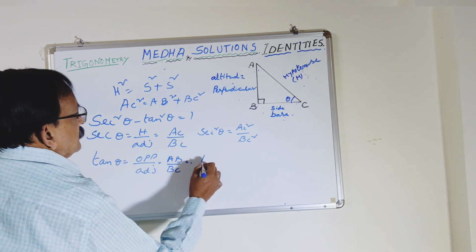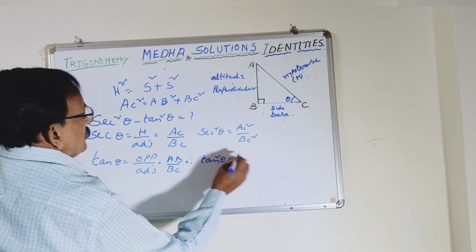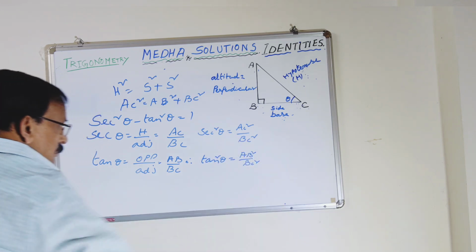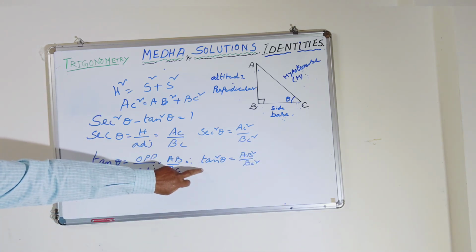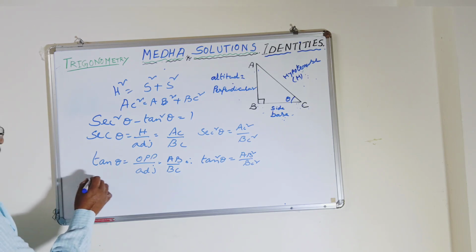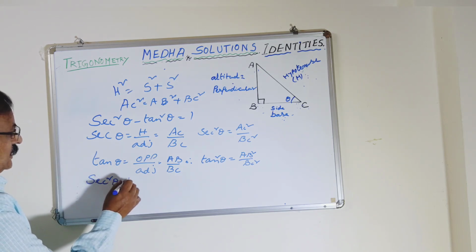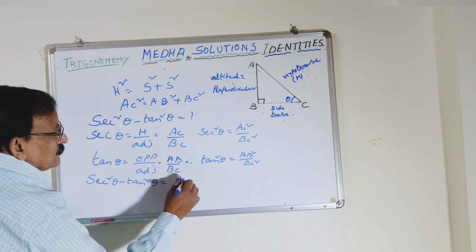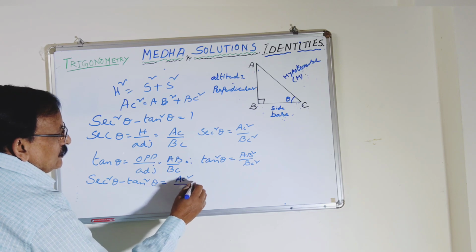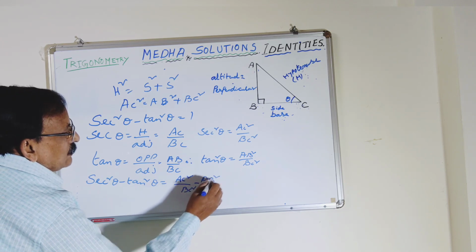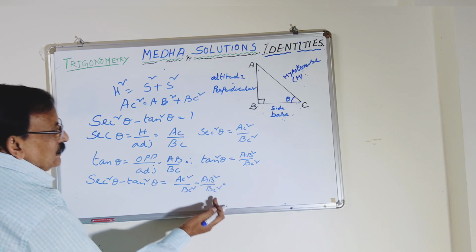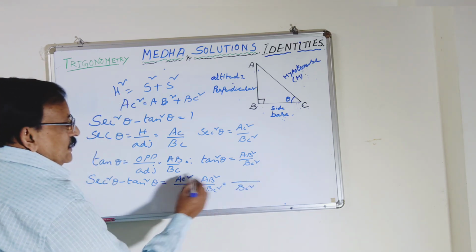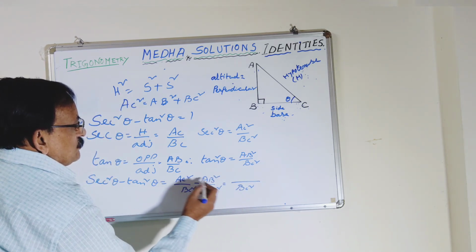So tan square theta is equal to the squaring of AB by BC, that is AB square by BC square. Now sec square theta minus tan square theta is equal to AC square by BC square minus AB square by BC square. Here both denominators are the same, so BC square is the LCM. With the same denominators, we subtract the numerators.